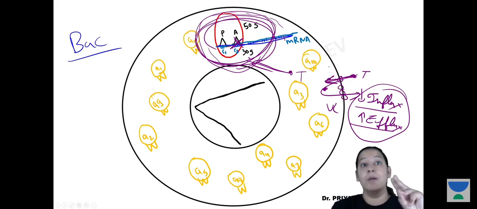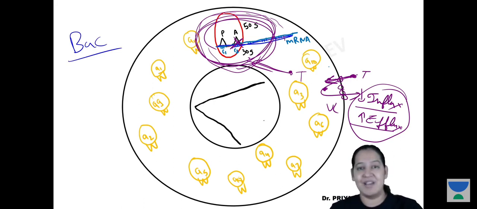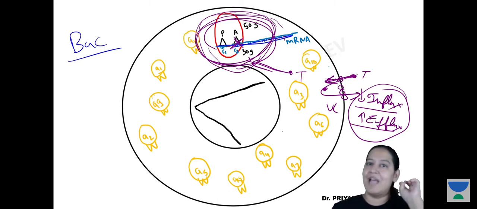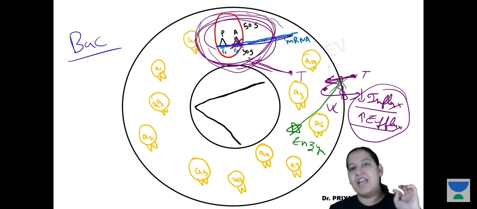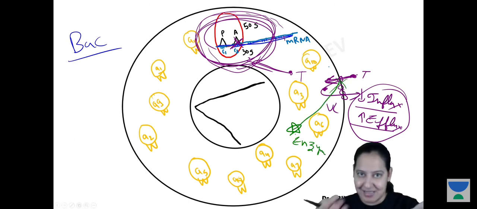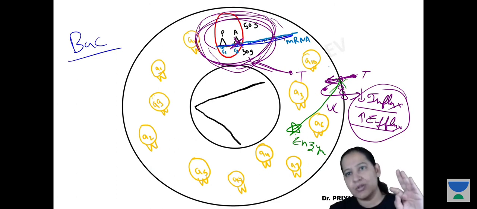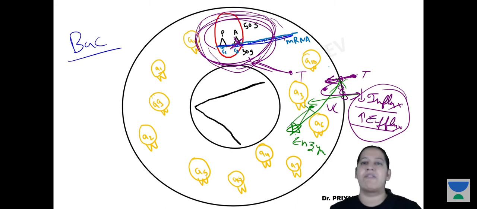Third mechanism, the most important one. Bacteria are very smart. Don't underestimate them. Bacteria will form an enzyme inside the cell that will degrade tetracycline. The name of the enzyme is tetracyclinase. As soon as tetracycline comes in, the enzyme present here will degrade it, so tetracycline will become inactive. That is the third mechanism.